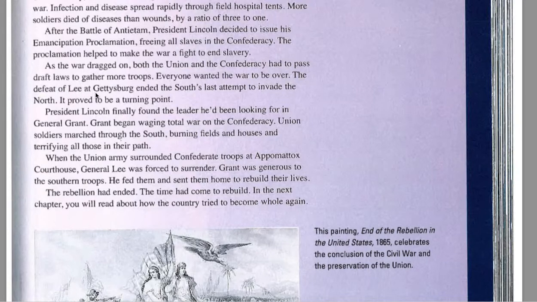The defeat of Lee at Gettysburg ended the South's last attempt to invade the North. It proved to be a turning point. And so at Gettysburg, which is in Pennsylvania, Lee and his army, he was the Confederate general, went into the North, and they were defeated by the Union or the North. So Lee and the South retreated back south. That was the last time they would fight in the North. And it's seen as the turning point of the war because the war went pretty badly for the South after that.